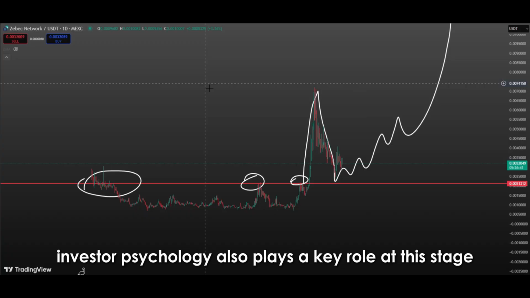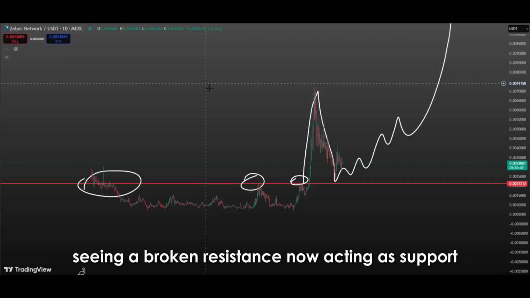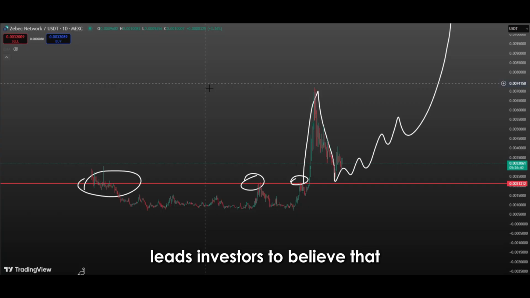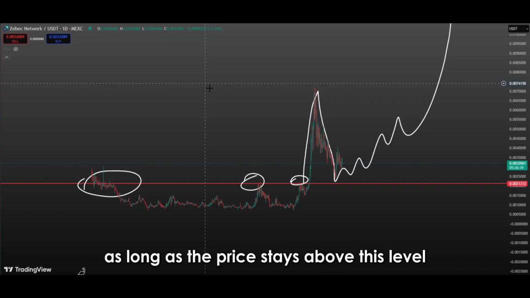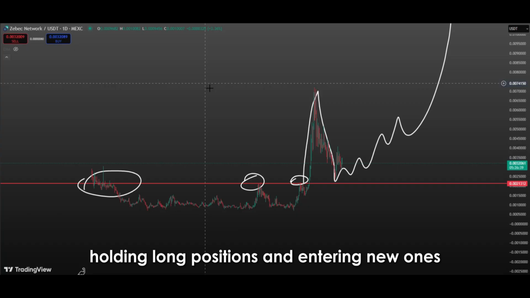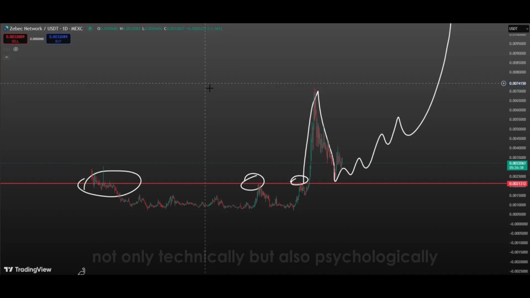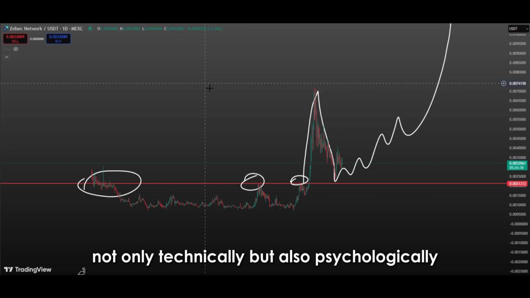Investor psychology also plays a key role at this stage. Seeing a broken resistance now acting as support leads investors to believe that as long as the price stays above this level, the upward trend will continue. This psychological perception supports holding long positions and entering new ones. Thus, the support level becomes solid not only technically, but also psychologically.